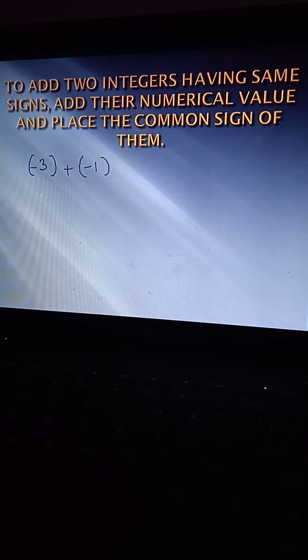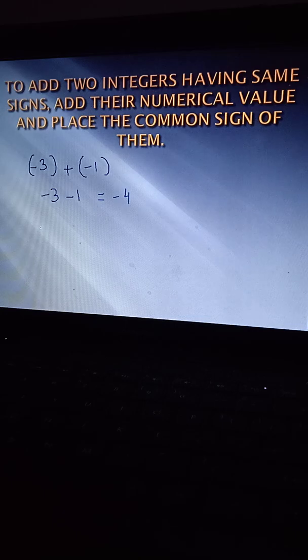So what the rule says is, plus and minus becomes minus. This is the rule of integers. Whenever two opposite signs are there, when they are merged, they change to a negative sign. You can see the two integers are -3 and -1. Just add their numerical values, 3 and 1, which gives 4. And the common sign is negative, so place the negative sign there. So -4 will be the answer.